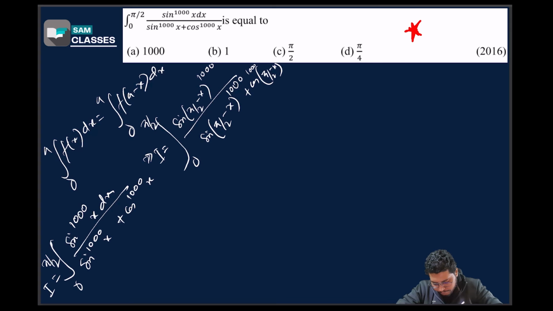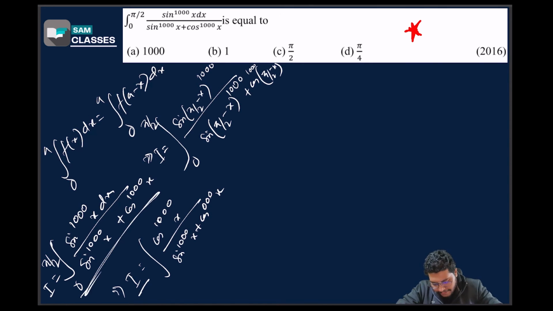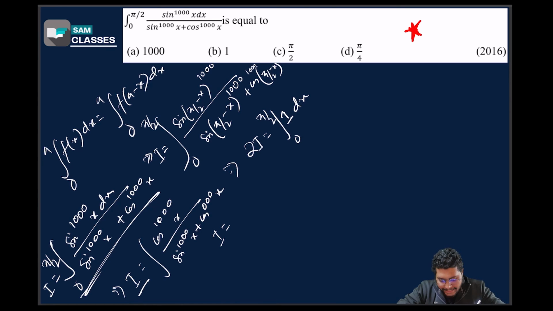I'm writing it here. So what will I get, student? I is equal to, here I'll get in the form of cos 1000x by sine 1000x plus cos 1000x. Now if I add this one and this one, what will I get? 2I is equal to integral 0 to pi by 2. What? It will be 1, no? 1 dx, because numerator and denominator will be the same. That's it. So I is equal to what? Integration of 1 is x. And half of x is what? Pi by 2 minus 0, so just pi by 2 only. So pi by 4. That's it.